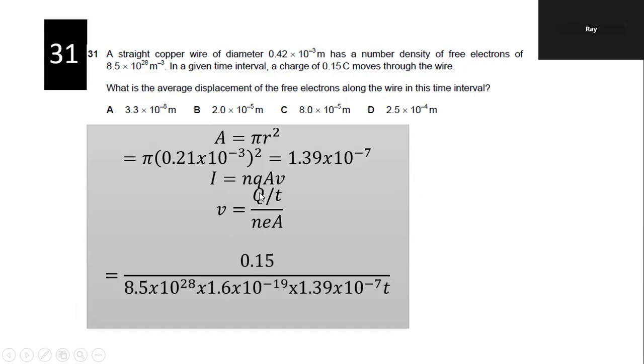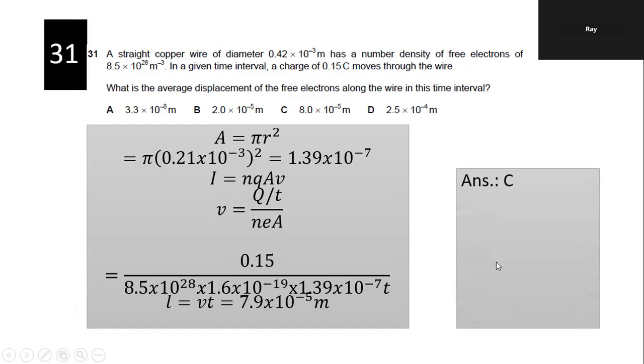Then now 0.15 coulomb, that's your time t. n is given, that's your n. That's your e. That's your A that we have calculated. And after that, L is v times t. That's the answer.